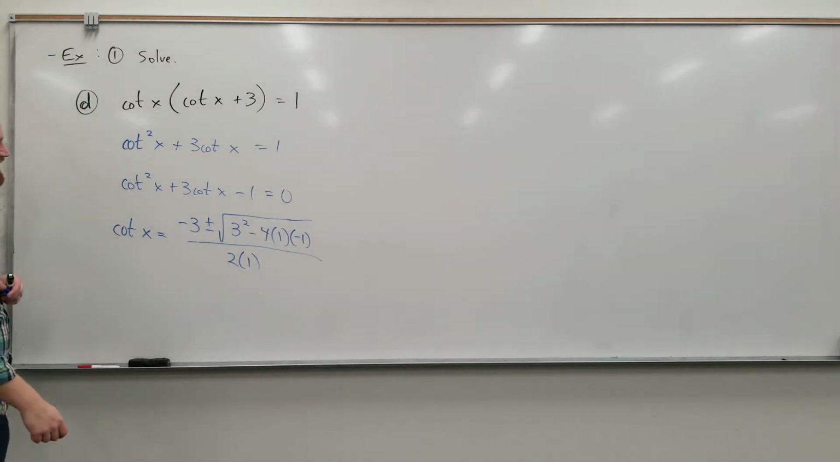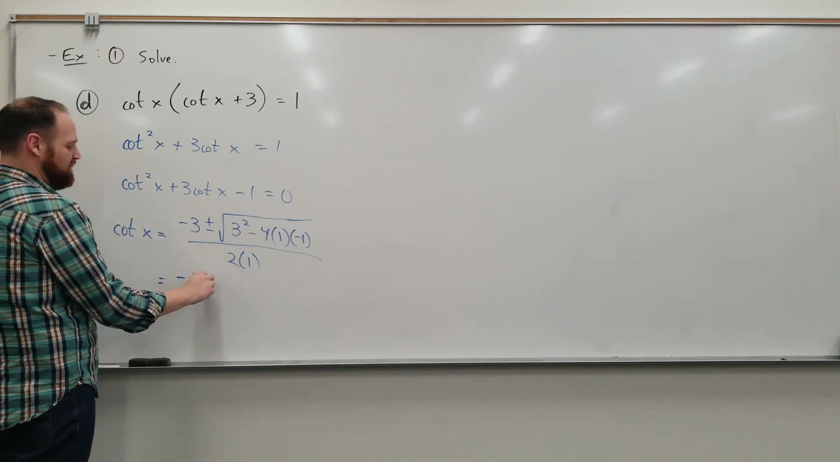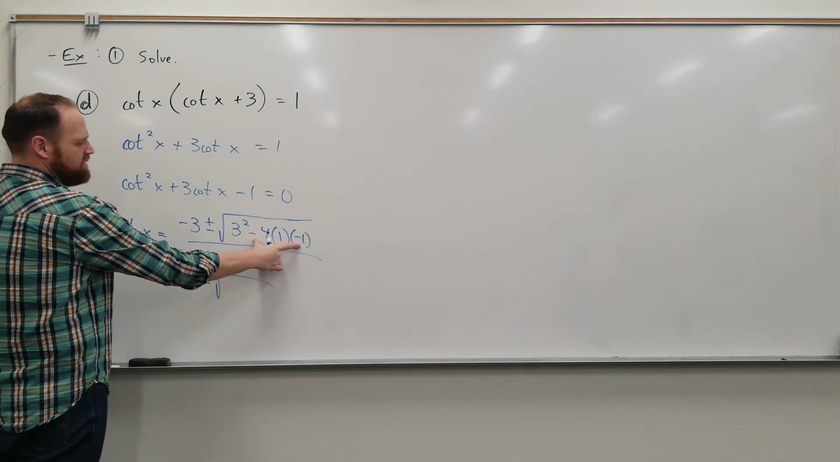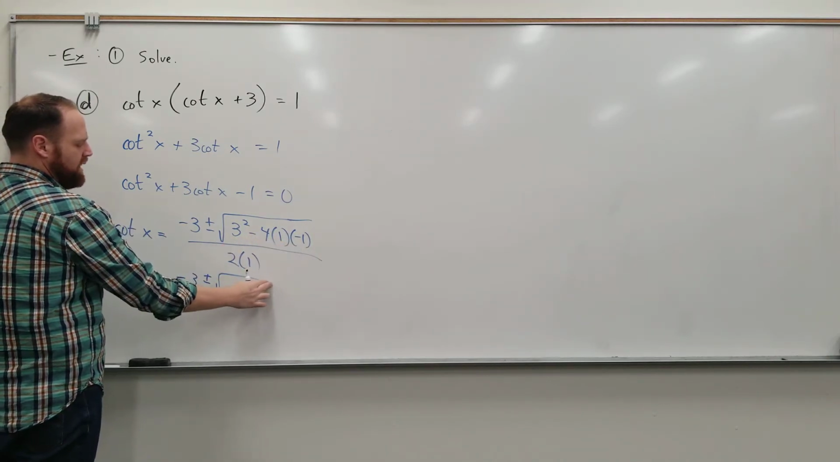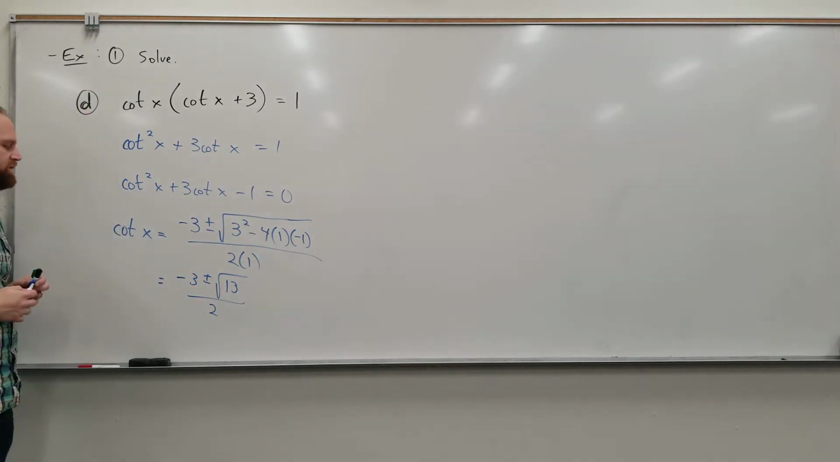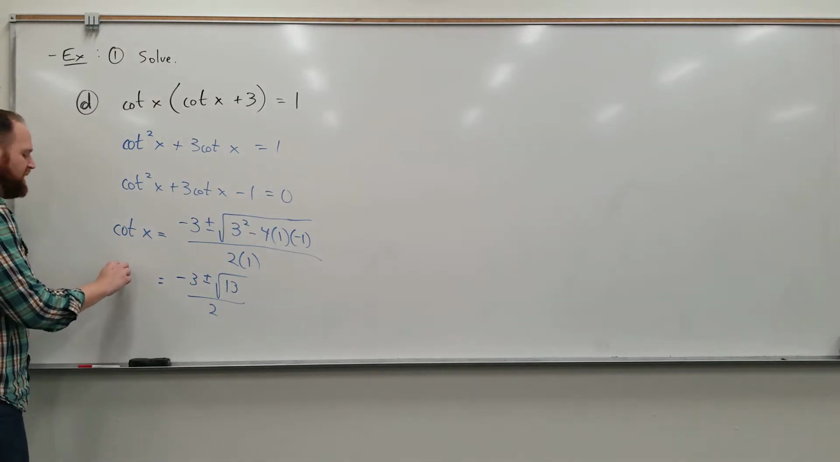Nasty, right? Holy schmoly. Well, let's see what we get. This is -3 plus or minus the square root of 9 plus 4. 9 plus 4 is 13, over 2. Okay. That is not pretty. That is an ugly, ugly answer. Well, that's okay. Sometimes you get ugly answers, right? So this is cotangent x.